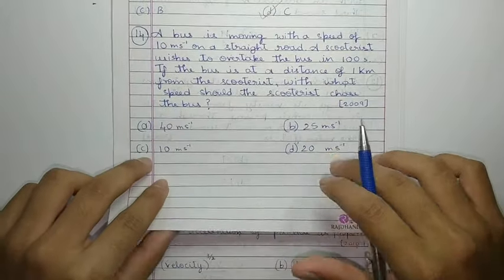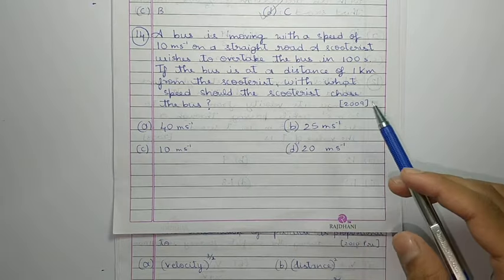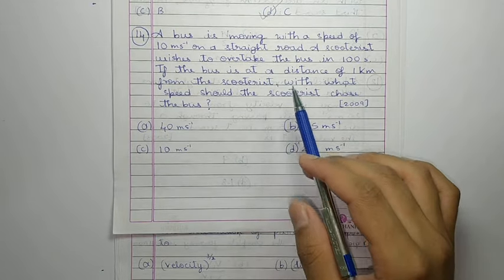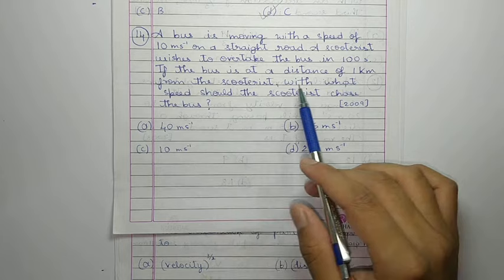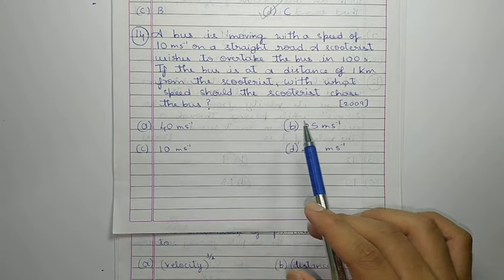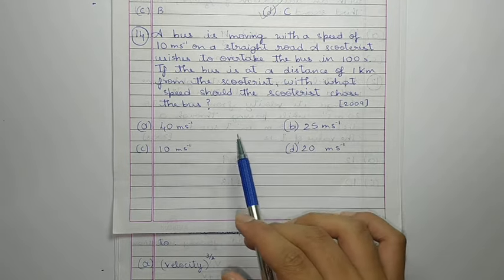14. A bus is moving with a speed of 10 meter per second on a straight road. A scooter wishes to overtake the bus in 100 seconds. If the bus is at a distance of 1 kilometer from the scooterist, with what speed should the scooterist chase the bus?